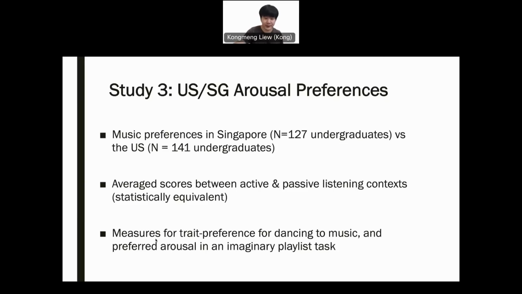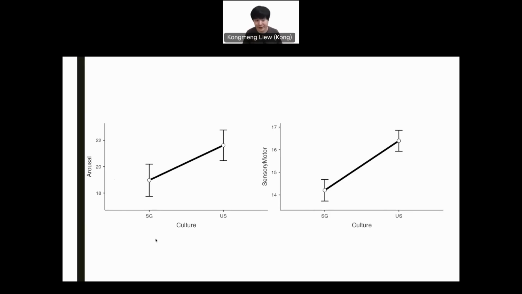And then we got them to basically imagine listening. If you were to create a playlist, what kind of music would you put? Based on a list of high arousal descriptors, how would you rate your playlist on these descriptions? And we found, because a lot of these descriptions had to do with arousal, high arousal descriptors were much more prevalent in the US than in Singapore, as well as listening to music for dance functions appeared to be a lot stronger in the US than in Singapore.